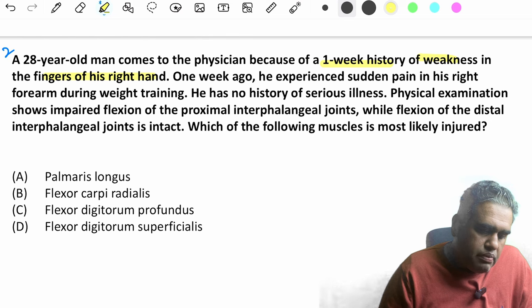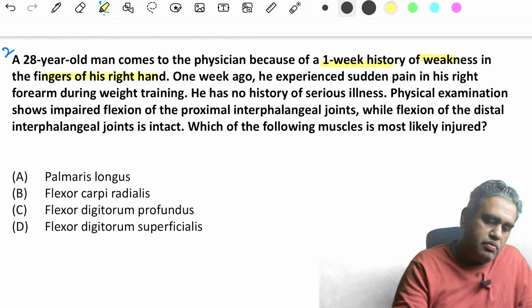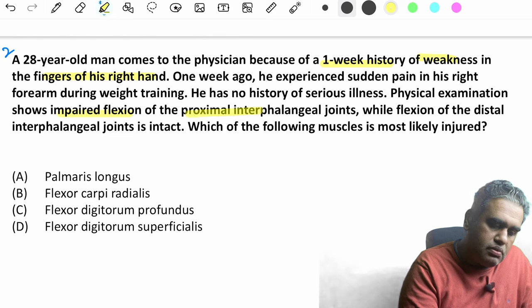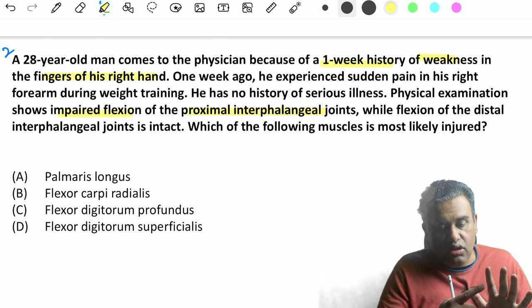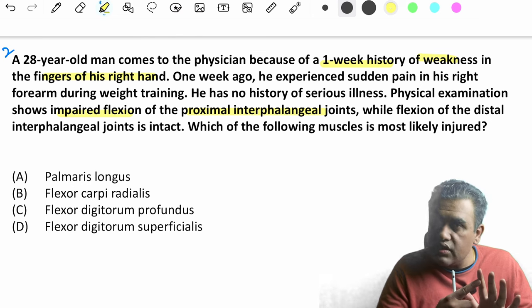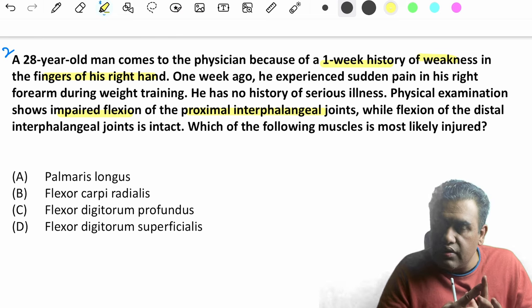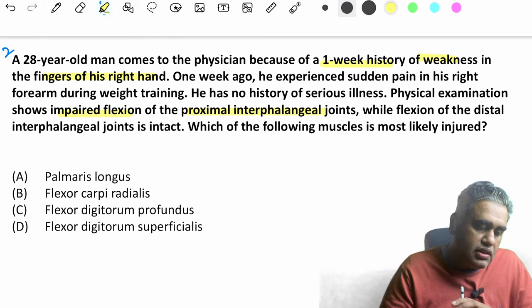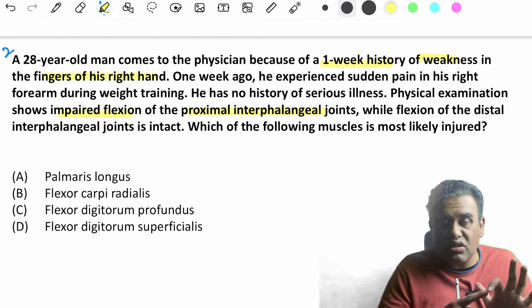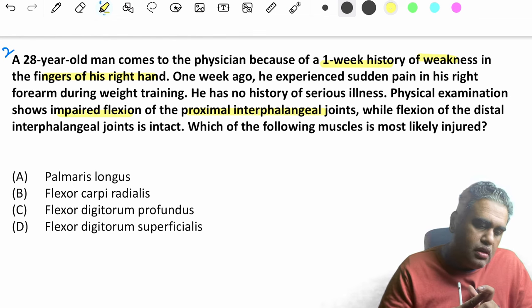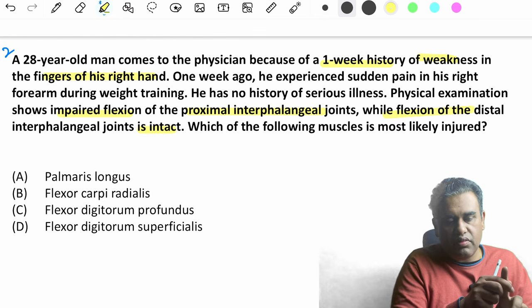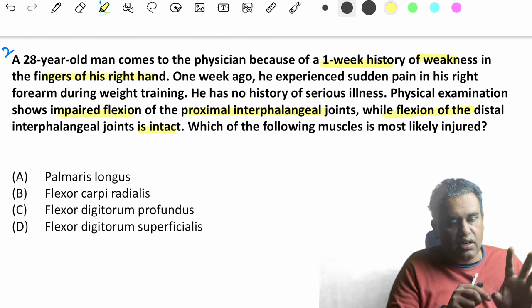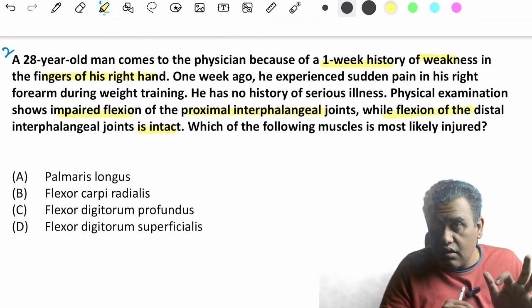Physical examination shows impaired flexion. Now look here, this is important. Impaired flexion of the proximal interphalangeal joint. We should know that in these four fingers, there are two interphalangeal joints. This is the proximal interphalangeal joint, that is the distal interphalangeal joint. What the question is telling us is impaired flexion of the proximal interphalangeal joint, while flexion of the DIP, the distal interphalangeal joint, is intact. Okay? So, they can flex this DIP, but they are not able to flex the PIP.